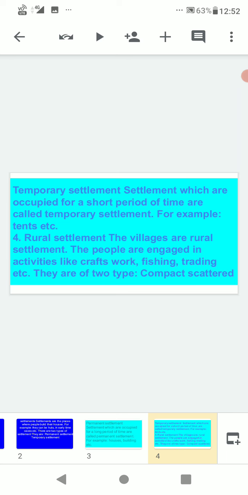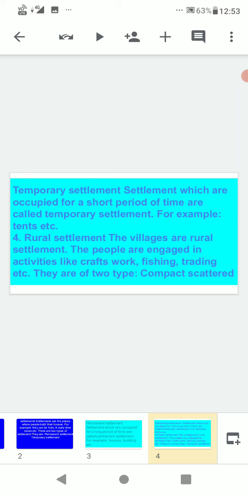Temporary settlement, for example tents, etc. Then comes rural settlement. The villages are rural settlements. The people are engaged in activities like crafts work, fishing, trading, etc. They are of two types: compact and scattered. So the rural and the urban settlements, two types of settlements are there. The villages are rural settlements where people are engaged in activities like agriculture, fishing, forestry, crafts work and trading, etc. Rural settlements can be compact or scattered.